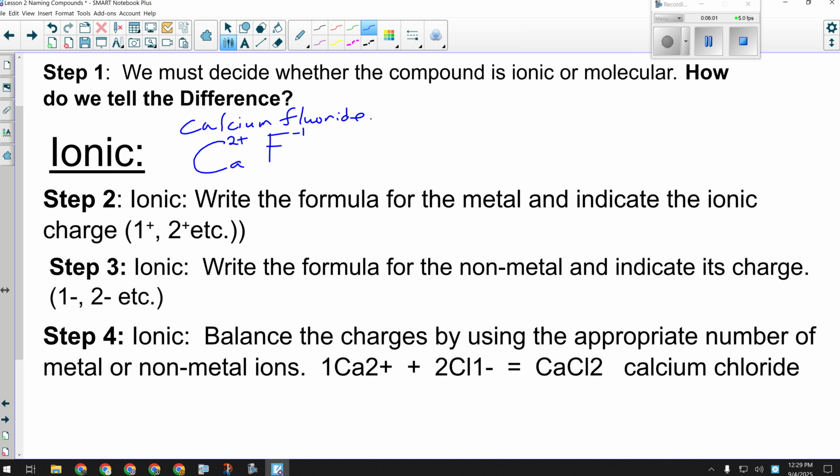Now what do I do? Drop and swap. Simple as that. So the 1 goes here, but we don't write 1s, so that's gone. And we bring the 2 down here. CaF2. All right, everybody good with that?